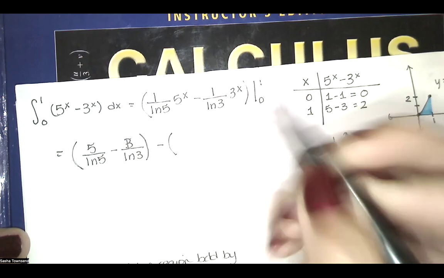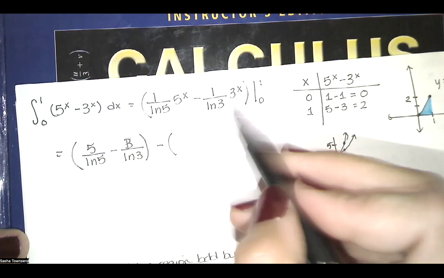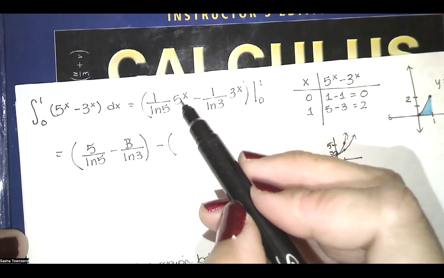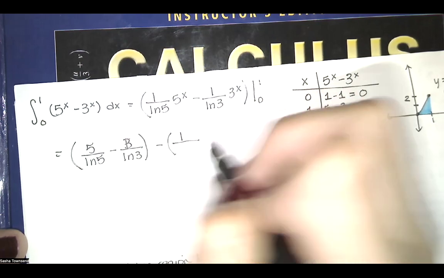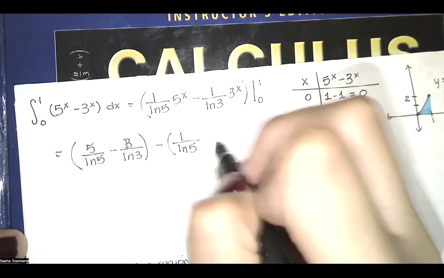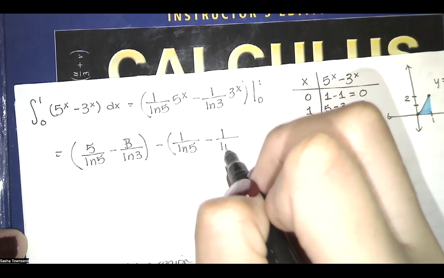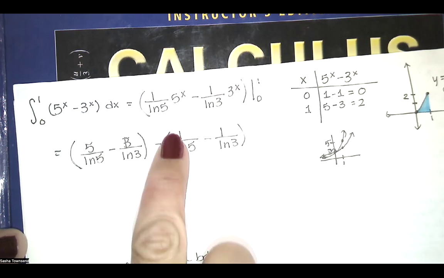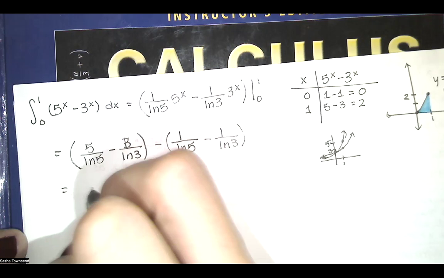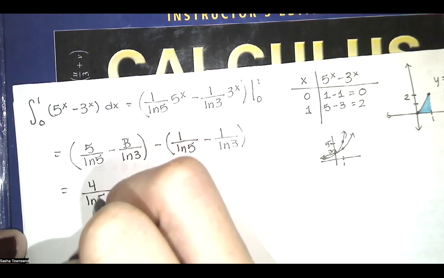And then we're subtracting this expression evaluated at x equals 0. Well, 5 to the 0 and 3 to the 0 are both 1. So we're subtracting 1 divided by natural log of 5 minus 1 divided by natural log of 3. So I end up with 5 over natural log of 5 minus 1 over natural log of 5. That's going to be 4 divided by natural log of 5.